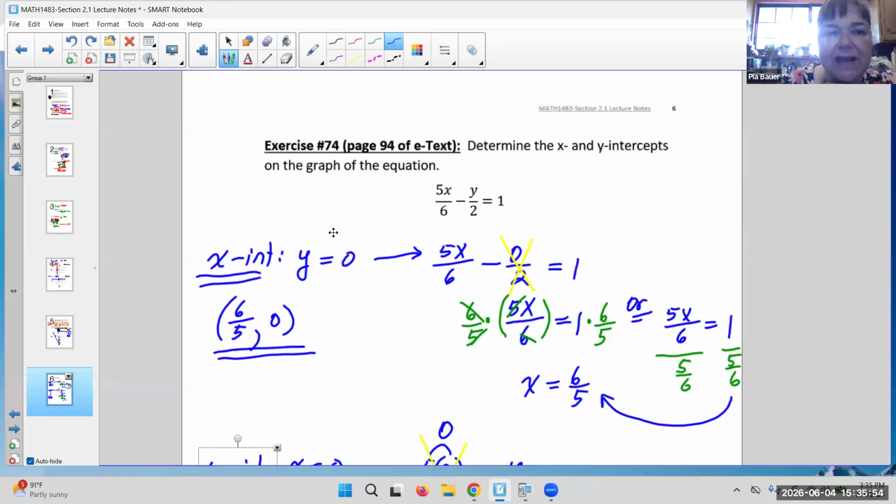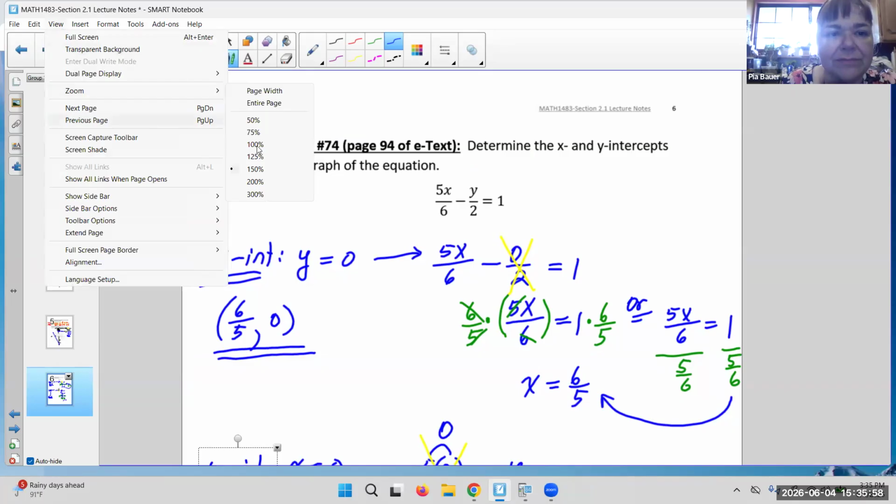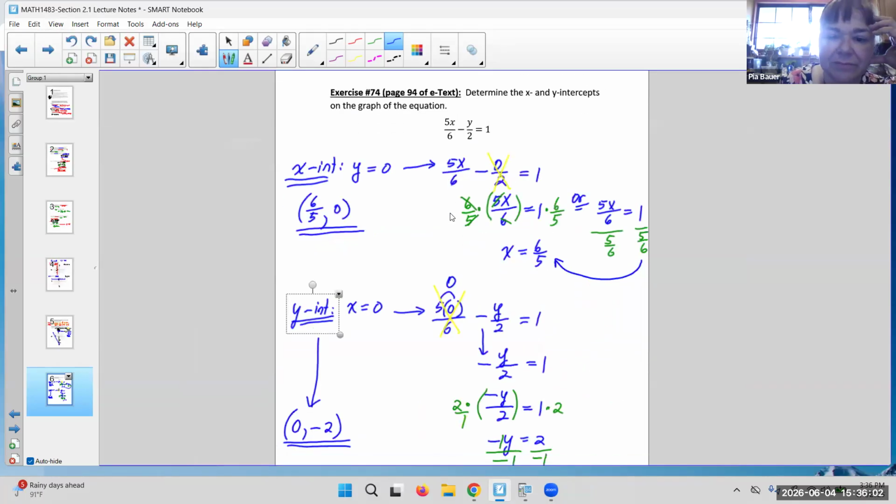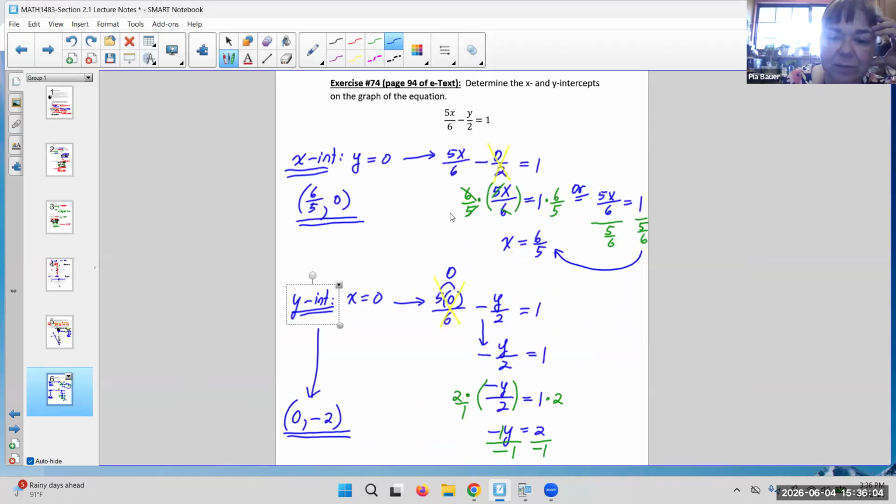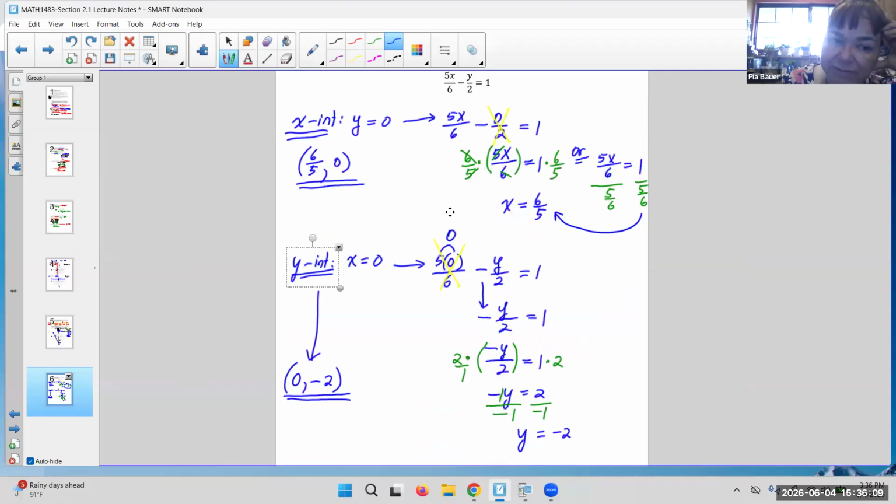And these were the x and the y-intercepts for this equation. I'm going to make it smaller so we see the steps for both the x and the y-intercept.